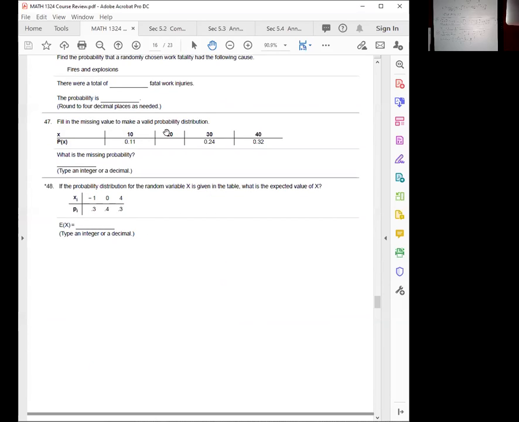Next, these are the ones that we have not talked about, 47 and 48. So all you need to know is this one idea, so you can solve these questions. 47 says fill the missing value to make a valid probability distribution. So the rules are that P of x must be between 0 and 1, in other words, the interval [0, 1].